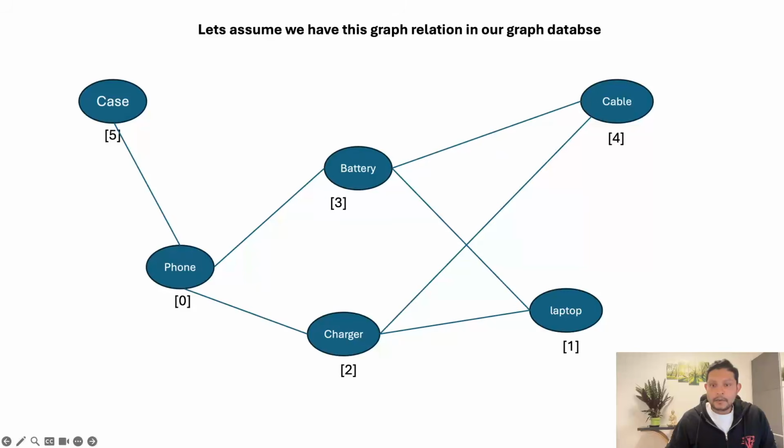I would like to divide this into two parts. The first part will discuss data preparation, and the second part will discuss attention score calculation and message passing. So let's get started. I have this very simple data. Let's assume we have this relation stored in our graph database like Neo4j, and I have assigned some index against each node, and you will know why a bit later.